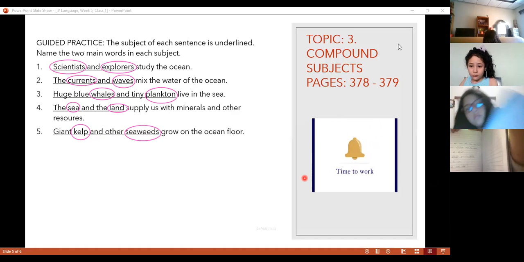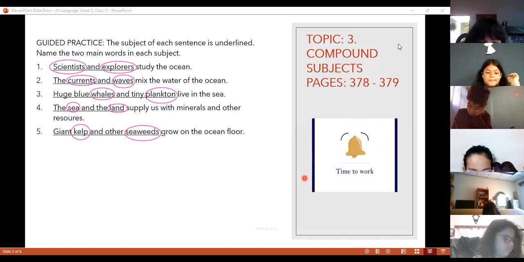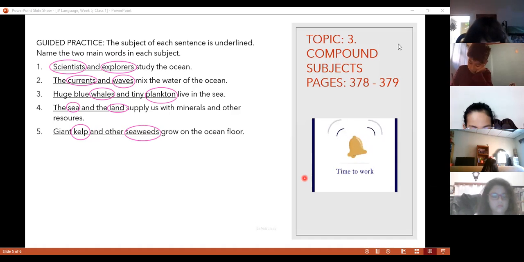Remember that in language, your homework is to print the worksheet that you need to have ready for Thursday. We're going to complete it in the class. You just need to have it with you.